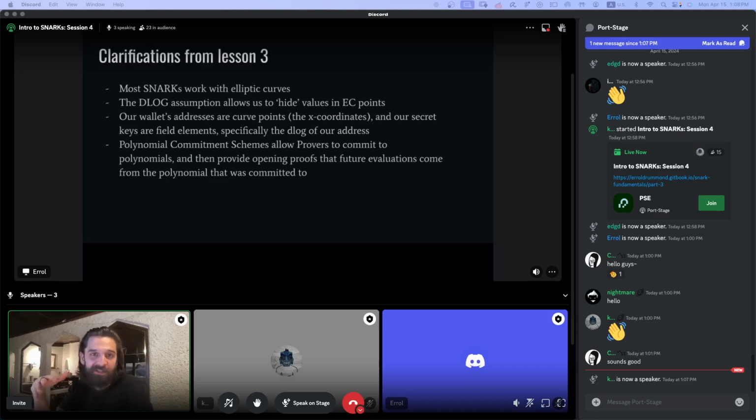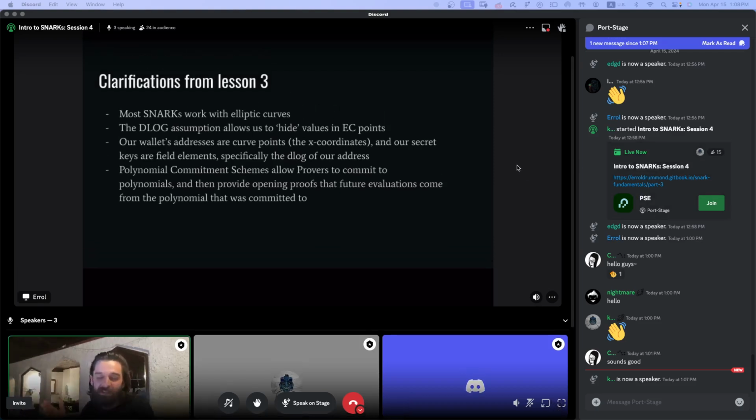The best example for this is your crypto wallet. If you've got MetaMask or whatever else it is, your public address is a curve point. It's usually the x coordinate of an elliptic curve point, and you made that by multiplying the generator, just some curve point we all agreed to use together, by your secret key, which is just a big number, but it's in a field.